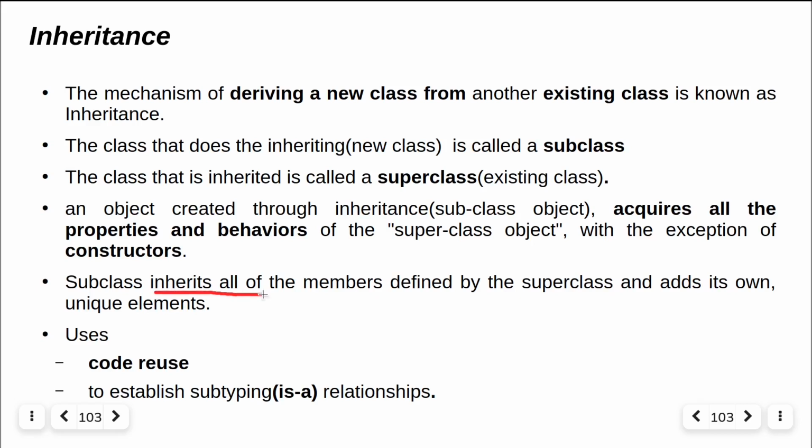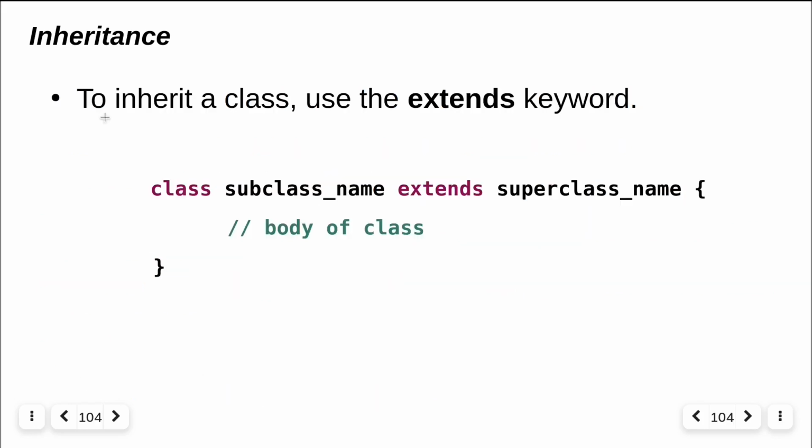Subclass inherits all the members defined by superclass and adds its own unique members. In Java, inheritance is used for code reuse and to establish subtype relationships, also called is-a relationships. Today let us see the first use of inheritance, code reuse. In Java, to inherit a class we can use the extends keyword. This is the general form of class declaration that inherits a superclass.